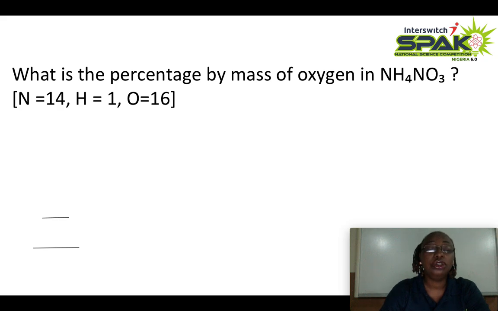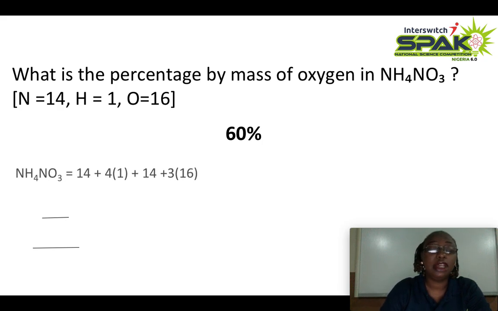The first thing you need to do is to calculate the relative molecular mass of ammonium trioxonitrate(V). But what did you get as the answer? Okay, the answer is 60%. Did you get it? Let's look at it. How do we have 60%? You calculate the relative molecular mass of ammonium trioxonitrate(V) to be 14 plus 4 times 1, because we have 4 hydrogen, plus 14 plus 3 times 16. So by the time you calculate, you have 80. That's the relative molecular mass of ammonium trioxonitrate(V): 80.